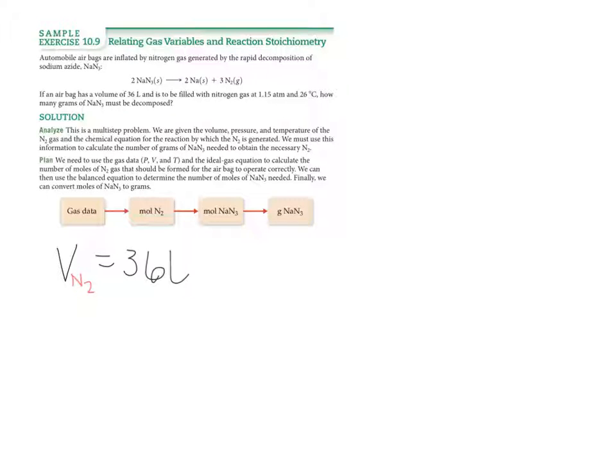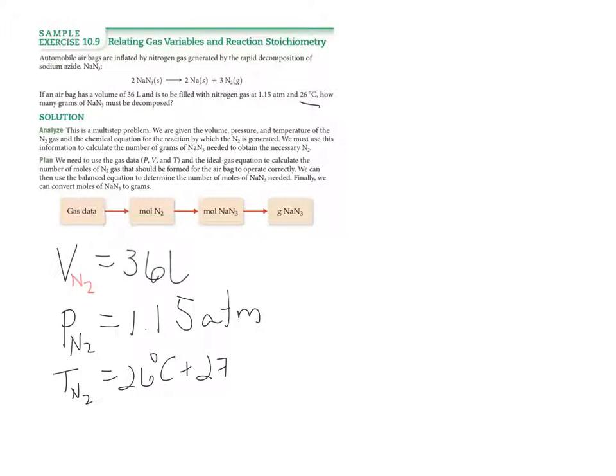Then, let's see, what else did they tell me? The pressure of the nitrogen gas will be 1.15 atmospheres. So my pressure is 1.15 atmospheres, and that's of my nitrogen gas. And they tell me the temperature of my nitrogen gas will be 26 degrees Celsius, which I'll convert to Kelvin because I'm probably going to use some gas law. So that's 299 Kelvin.